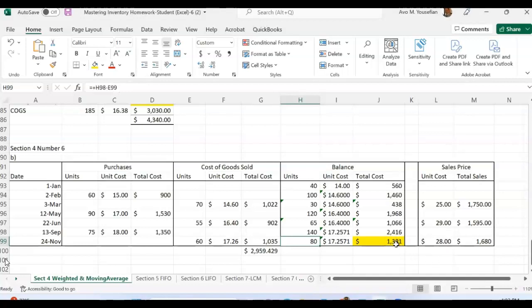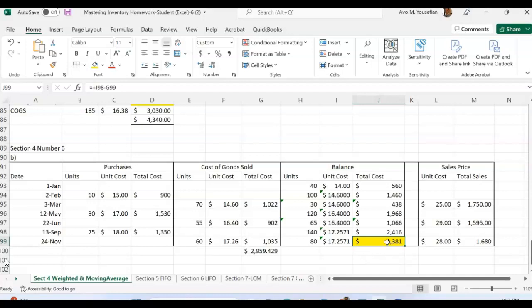And you go to the end here, you say 2,416 minus 1,035, and that's $1,381 ending inventory balance. Total cost of goods sold is also available here. If you want to add up total sales, you can also calculate here. That's total sales. Very good.